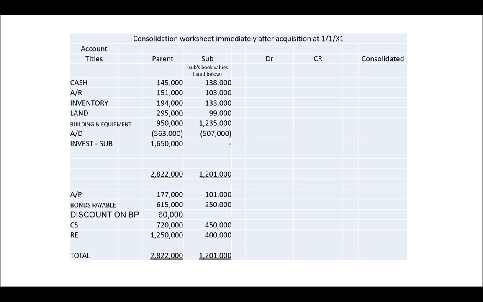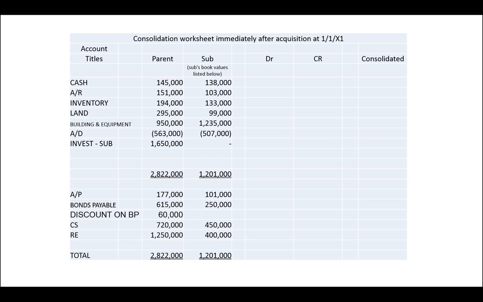Here's the three-part worksheet. I want to point out a couple of things before we get going. One, we see that the investment agreed to our initial purchase price, but the big thing that I want to point out is that the subsidiaries' values are listed at their book value. It's not listed at the fair value that we bought them at.